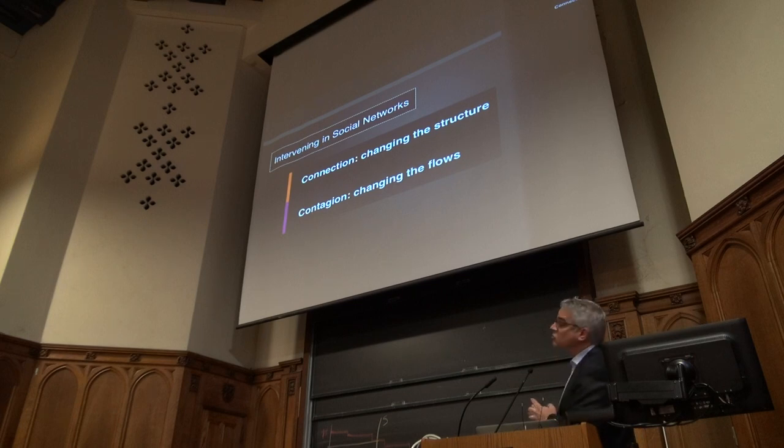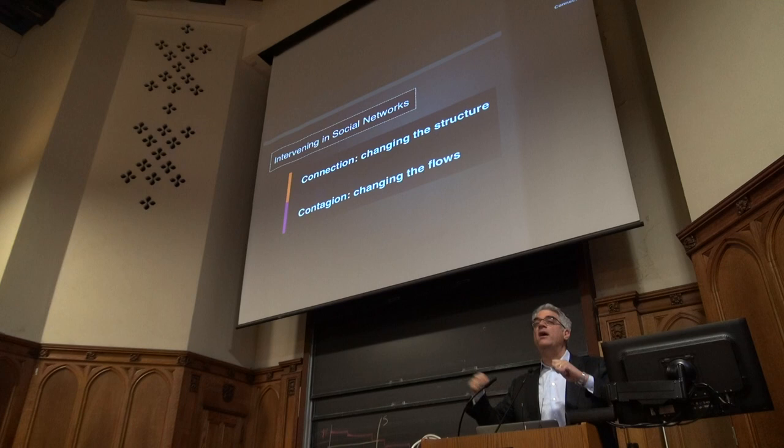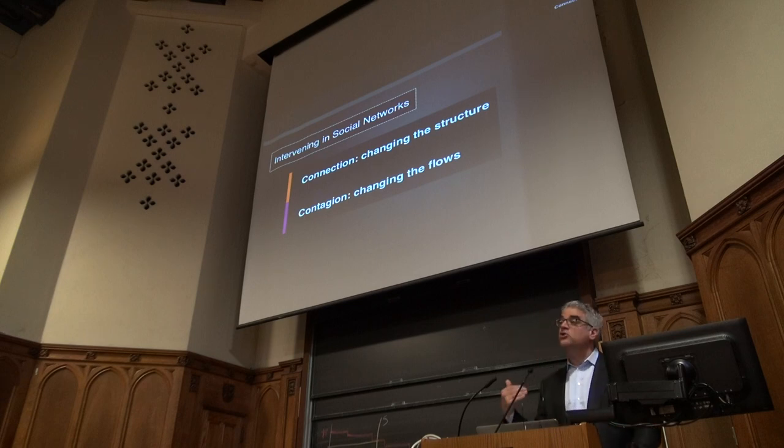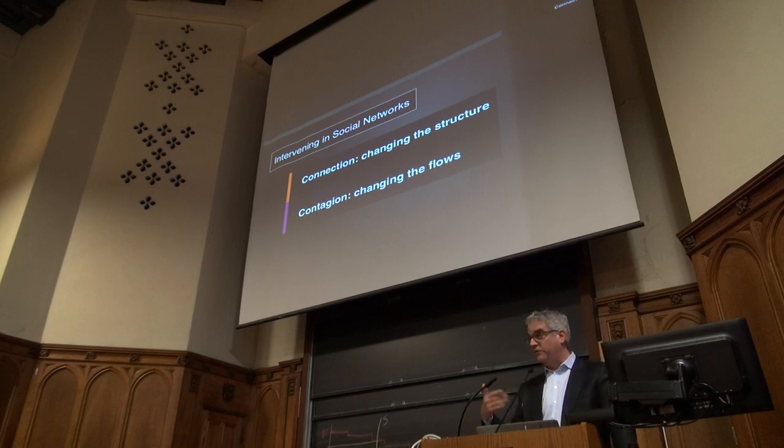In connection, you change the structure of the network, okay? So you say, I'm going to rewire the network. I'm going to cut ties between people or introduce people to each other. I'm going to structurally modify the topology of the network. And this is what Valente, in the reading, describes, and this is quite tricky actually to do, certainly with face-to-face networks.